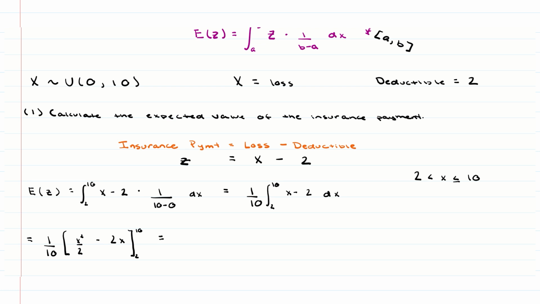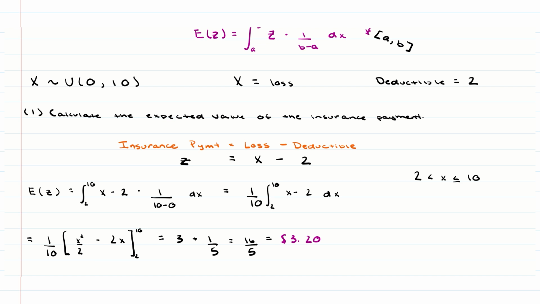When we plug in our bounds, we end up with 3 plus 1 over 5, and then this simplifies to 16 over 5. Now we can also write this as a dollar amount since this is an insurance payment, and that would be $3.20. So that's how much the insurance company is expected to pay.